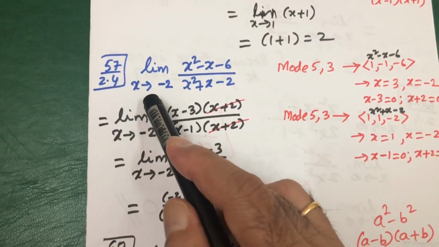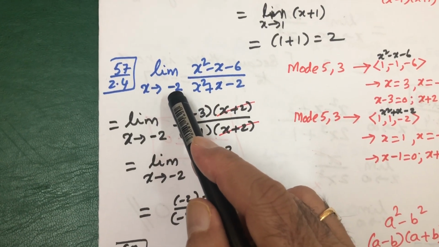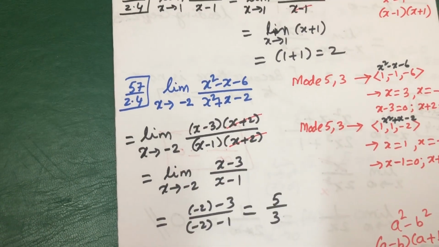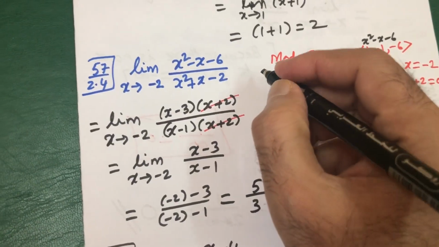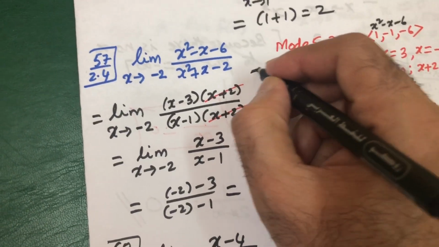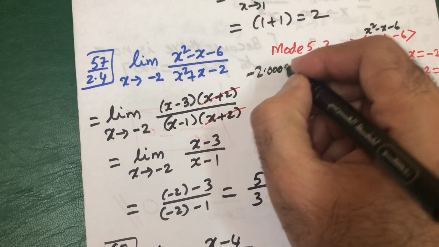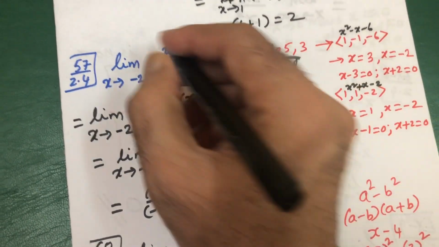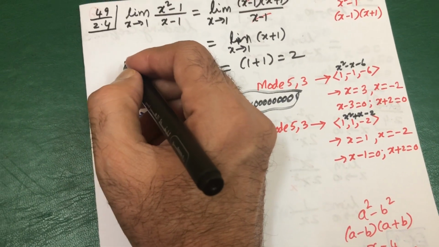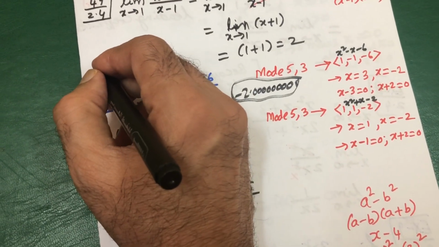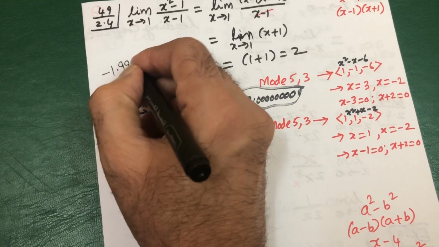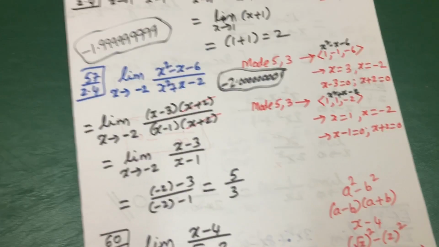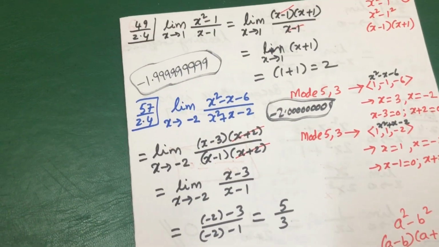Again, limit x tends to minus 2. Don't get confused. This is minus 2, not plus 2. When you use a calculator, be careful. Minus 2 means, if you want to use a calculator, you have to put minus 2.0000000 several zeros and then a 1 like this. Or you can put minus 1.999999, several nines you put, and you can have the answer verified through the calculator.